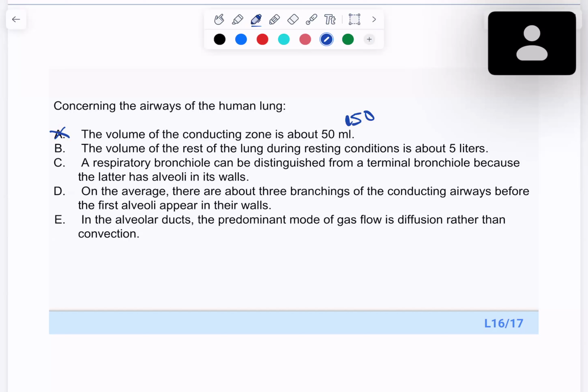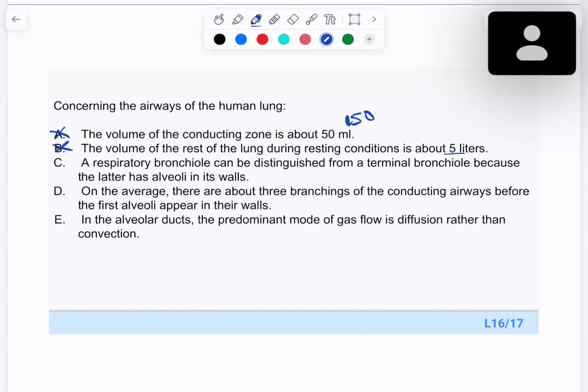Next, B. The volume of the rest of the lung during resting conditions is about 5 liters. So during resting conditions, the volume of the lung is not 5 liters, but it is 3 liters. The 5-liter volume is when you are filling it up like max. The max you can fill up your lung is around 5 to 6 liters. So B is out.